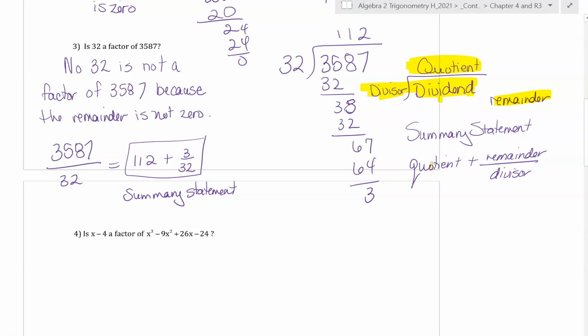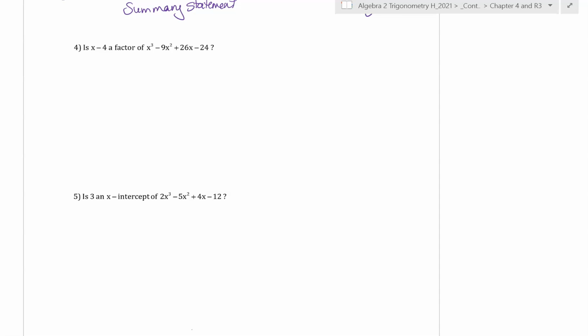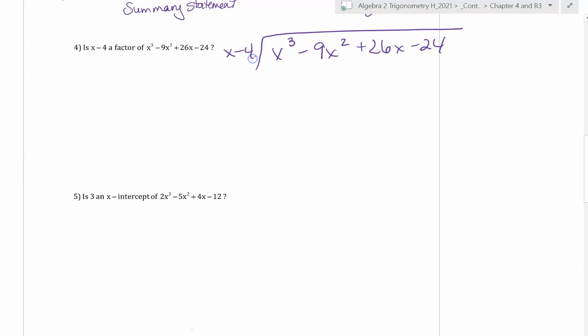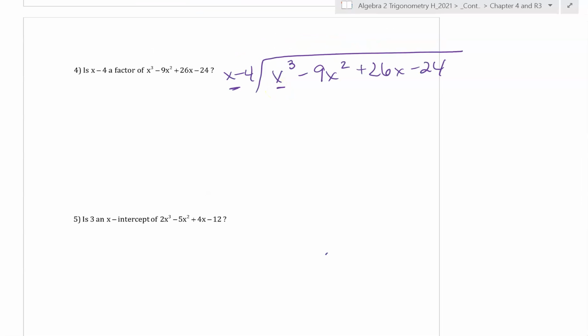So now we're going to do long division with polynomials. The question is: is x minus 4 a factor of x cubed minus 9x squared plus 26x minus 24? That is your dividend, and your divisor is x minus 4. We look at the first term and think of what you would multiply x by so that you end up with x cubed, because you want that term to cancel out. We would need to multiply by x squared, so that is going to be the first term in our quotient.